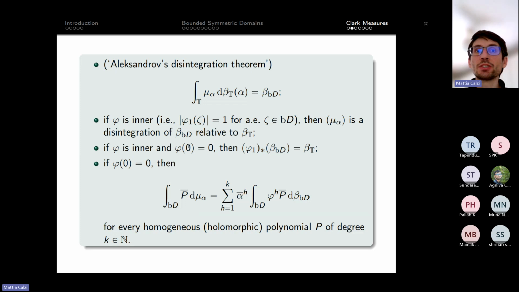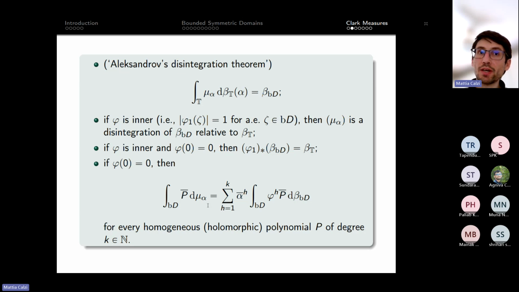And if in addition the function maps the origin to itself, then the boundary values of phi map the canonical measure on the Shilov boundary onto the Lebesgue measure on the torus, normalized Lebesgue measure. And we also have this analog of the computations for the Fourier coefficients. Of course, these are not Fourier coefficients unless we are in the unit polydisc.